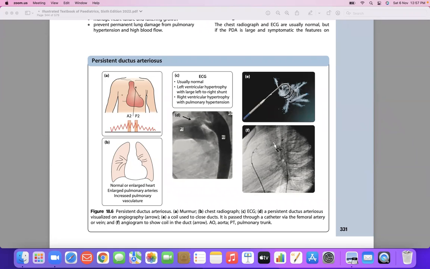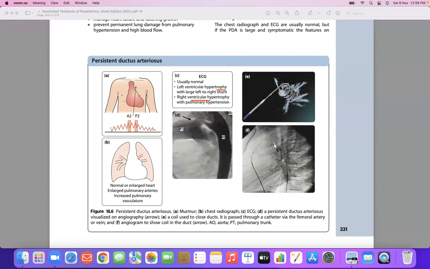Okay, this is one thing, and this is about the ECG and chest X-ray. So ECG can be normal, or they can have left ventricular and right ventricular hypertrophy. To start with, they will have left ventricular; later they can have both, then it becomes biventricular. Then how is the correction? We all know that we will try to close it with brufen, ibuprofen, and sometimes paracetamol as well. If the medical management fails, you will go for surgical management.